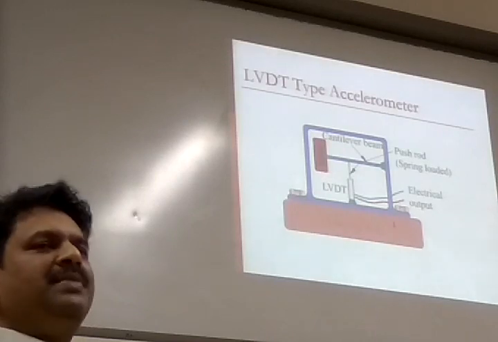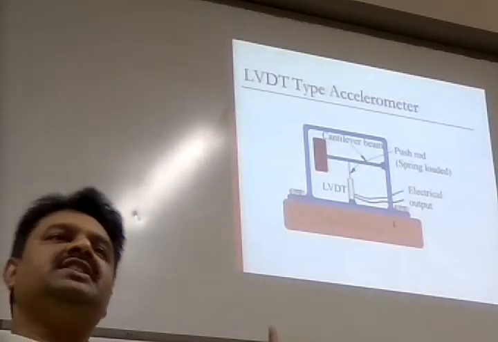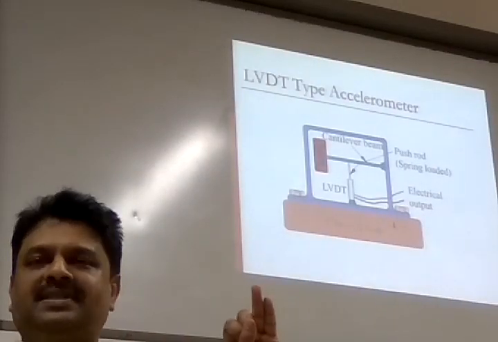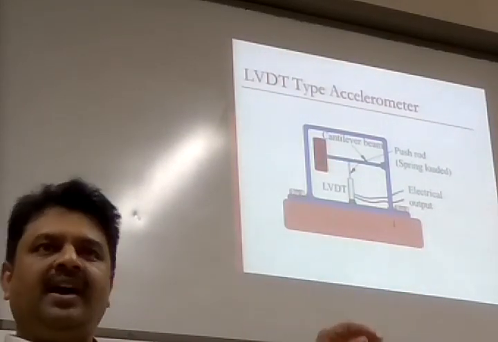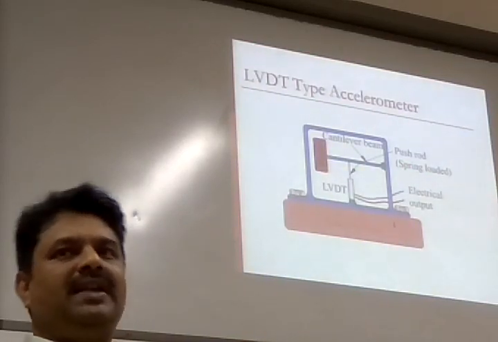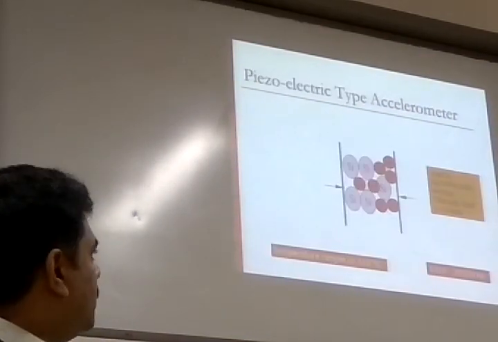LVDT type, you simply keep the LVDT like a seismic mass. In a seismic mass, we have a spring separately, damper separately, and a mass. Here, they are all inherent inside the cantilever beam. You put an LVDT and measure the LVDT output.